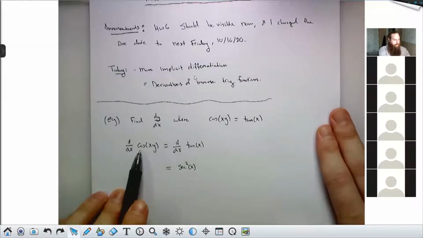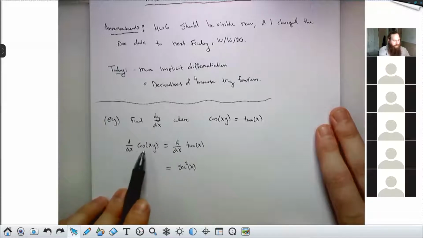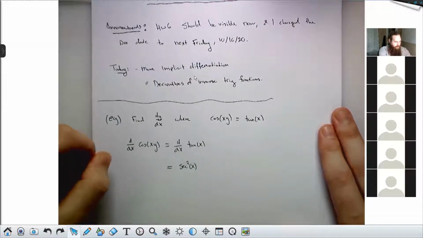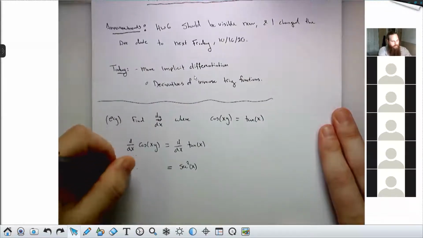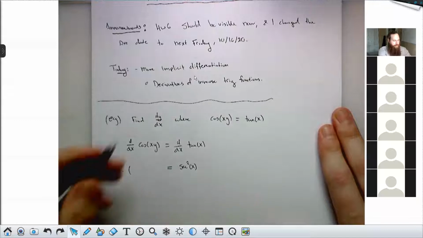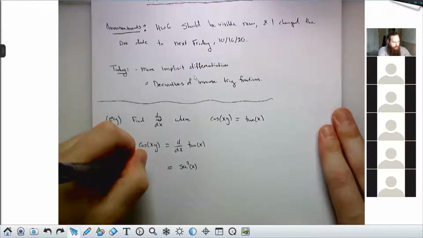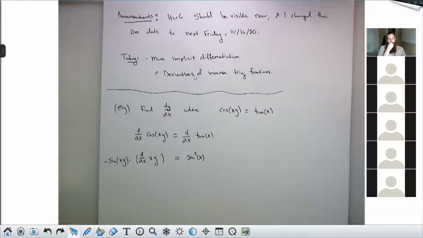On the left, we first use the chain rule to peel off this outermost layer. Remember, we work from the outside in. So the derivative of cosine is negative sine, and I leave the inside alone. But then I need to multiply by the derivative of the inside. So I'll write that as d dx of xy. And then when we take the derivative of x times y here, we're going to need the product rule.